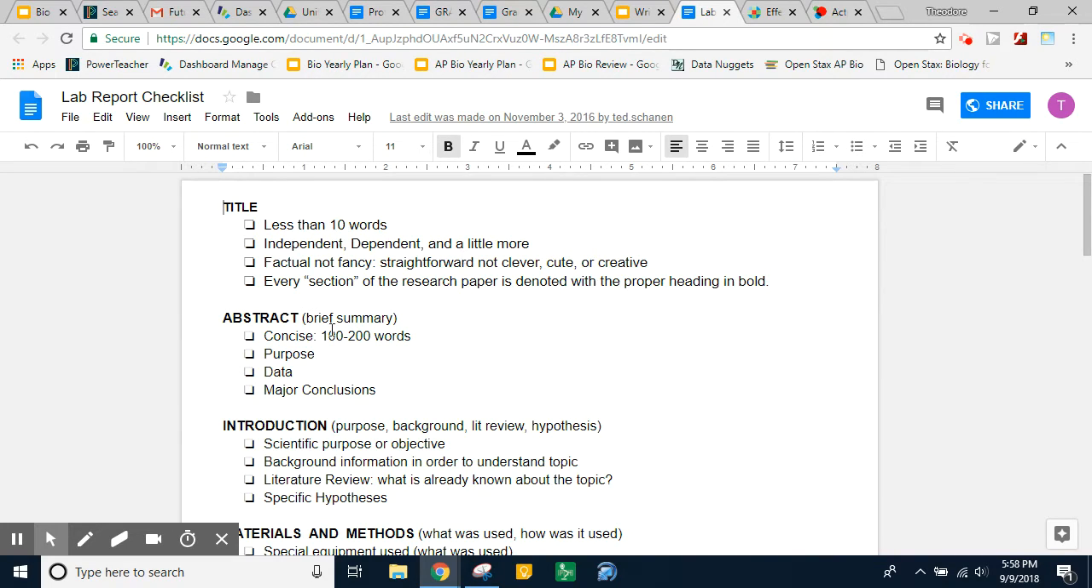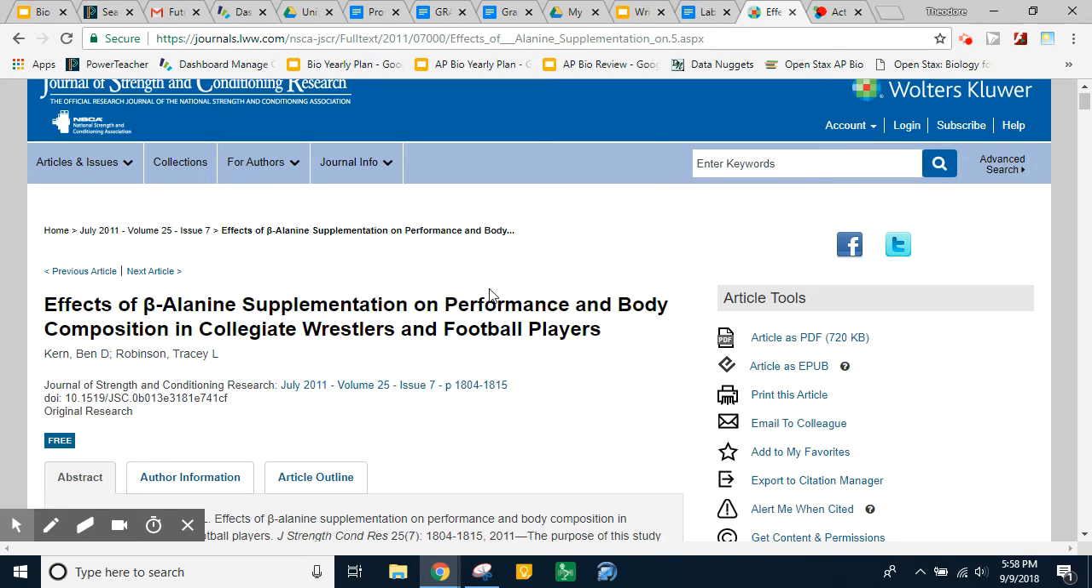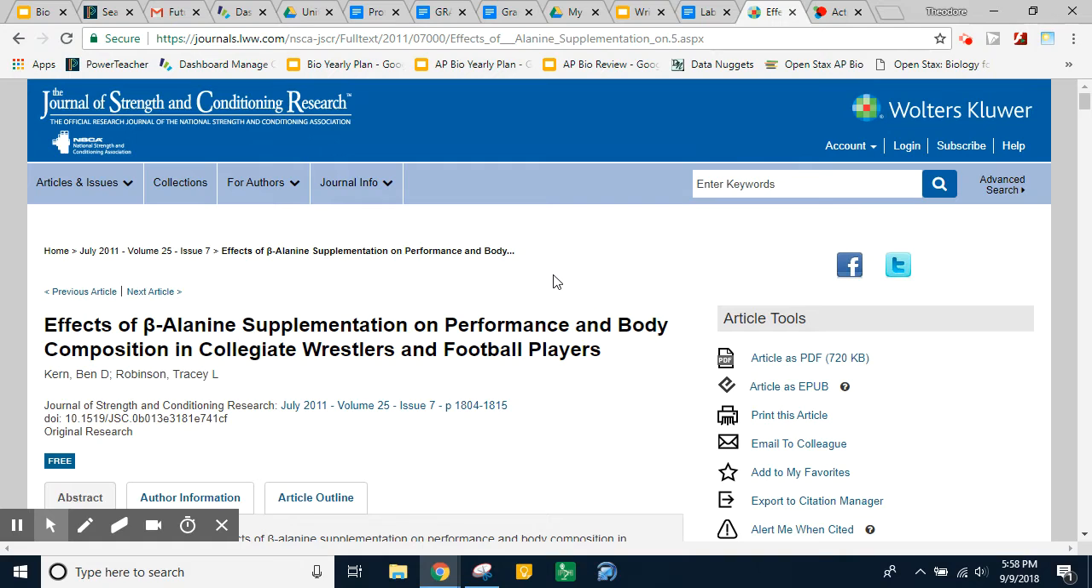I want to get you into understanding what scientists do. So we're going to look at this format through the lens of a particular piece of research that I'm familiar with. I took a graduate class on strength and conditioning out in Colorado, and my professor did this research and published it. The study was on the effects of beta-alanine supplementation on performance and body composition in collegiate wrestlers and football players.